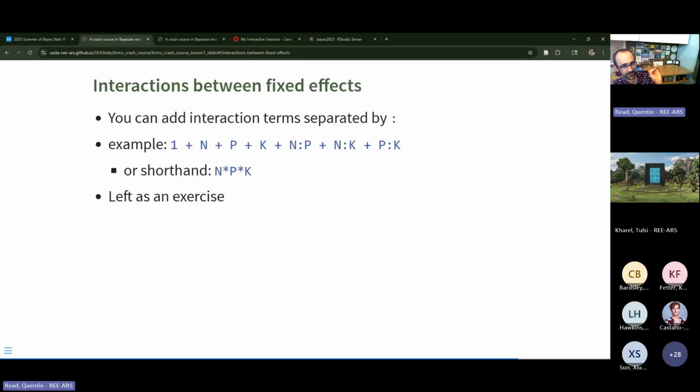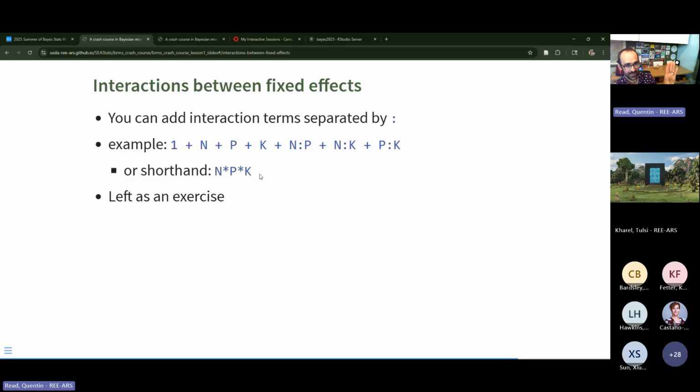And yeah, I did later in other lessons, we'll look at interaction terms. You can add interaction terms to the fixed effects of the model by putting colons in between, like the interaction between nitrogen and phosphorus, for example, N:P. There's also shorthand. If you write N*P*K, that will fit all subsets of interactions. It'll fit all the two-way, like N:P, N:K, and P:K, and N:P:K, the three-way interaction.